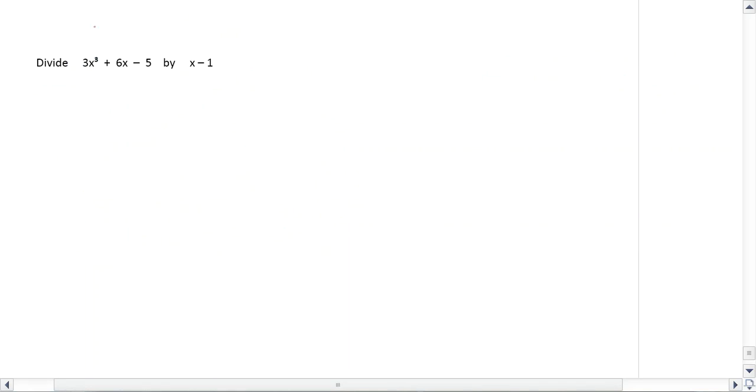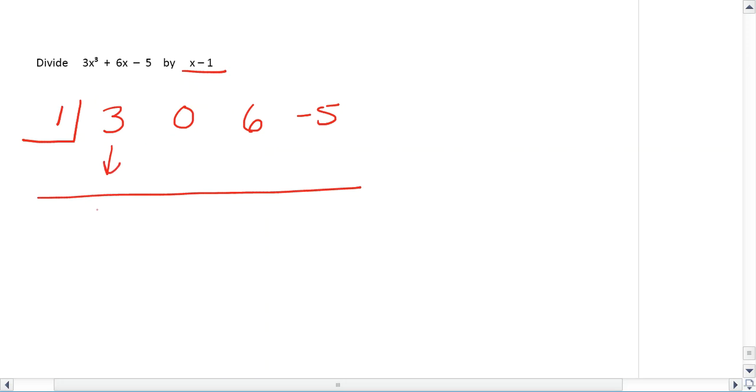All right, one more example. Again, the factor is x minus 1, therefore the root is 1. Pulling out the coefficients, we have 3. There is no x squared, so I need a 0, 6, and -5. Draw the line, bring down the first coefficient, start multiplying and adding. Multiply and add. Multiply and add. And multiply and add. So we have a remainder this time.